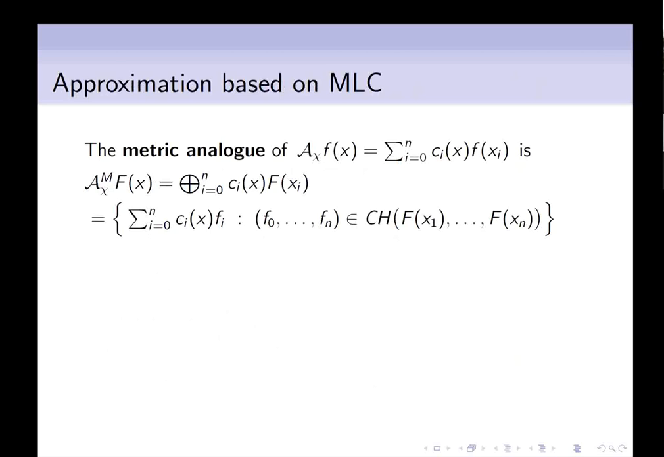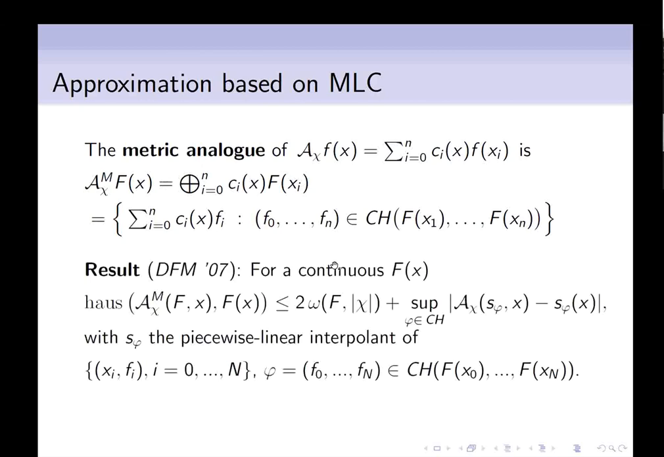Now we can construct our adaptation. This is an operator we want to adapt, and we replace this combination of numbers by our metric linear combinations of these sets. This is our adaptation. And in 2007, by Dyn, Farkhi and Mokhov, we get the following approximation result. It's just a basic error bound.